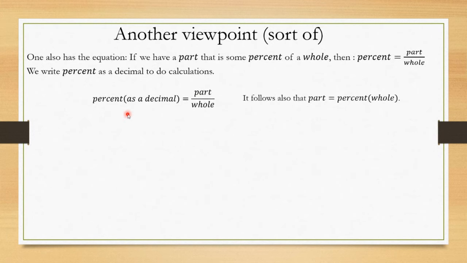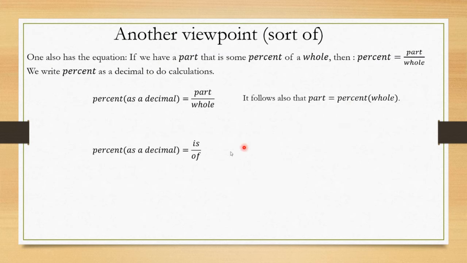Or again, you can write it as a decimal. And also from here, if you were to multiply both sides by whole, you would get this. And this will also come in handy when we do examples. You'll see, for instance, what is a certain percent of something. Well, you'll see when we do examples. But basically, you're going to end up multiplying. And again, percent here is a decimal.